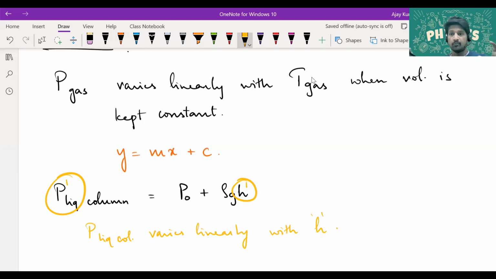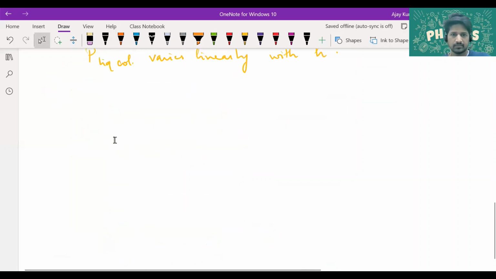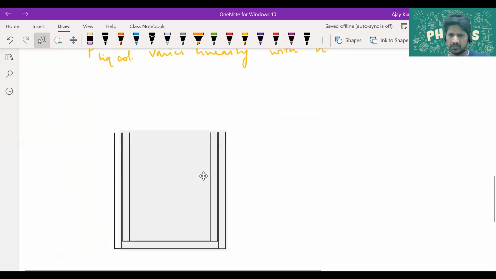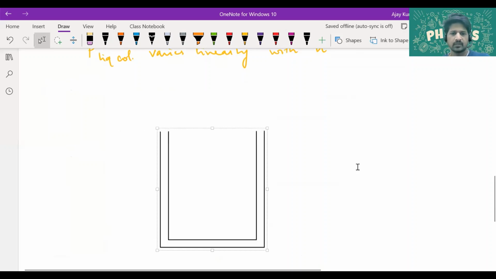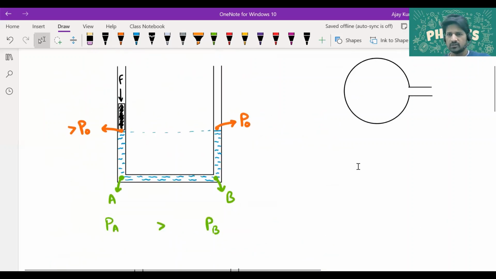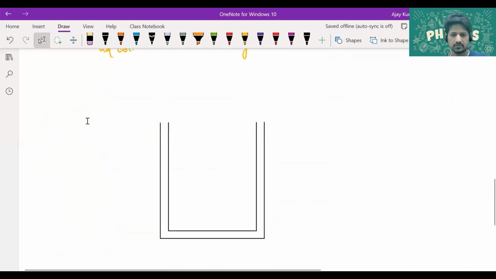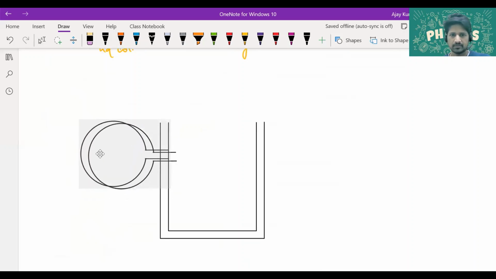Okay, they combined these two to make a constant volume gas thermometer. Now, where did gas come from in the picture? Let us see. Consider a U-shaped tube like this. This is how a constant volume gas thermometer is made basically. On the right side, let it be open to atmosphere. On the left side, let's say there is a bulb, a closed chamber like this, connected to this tube.